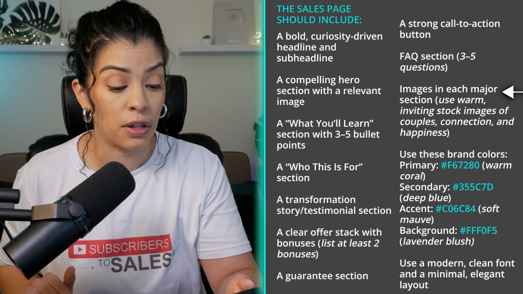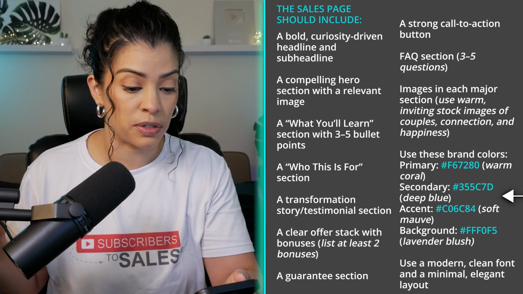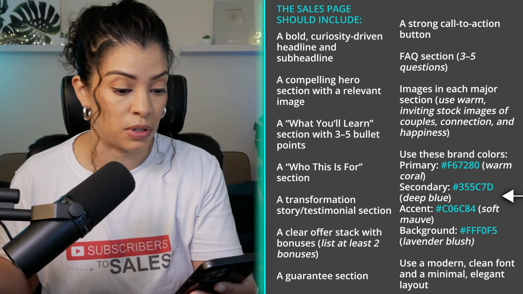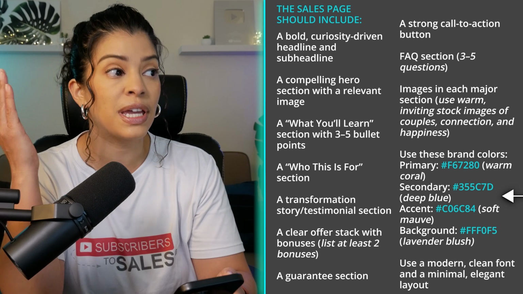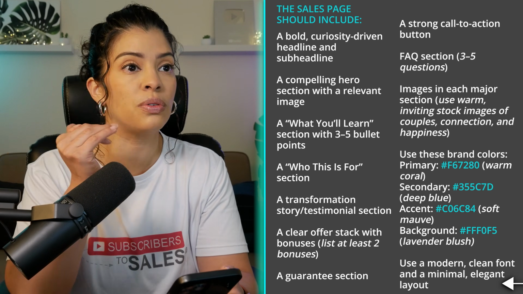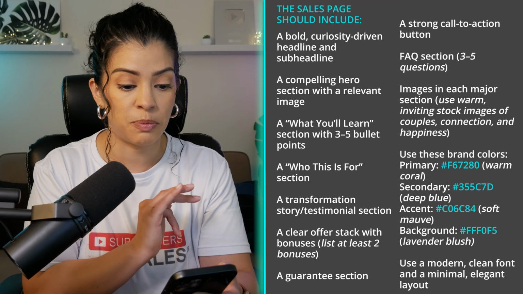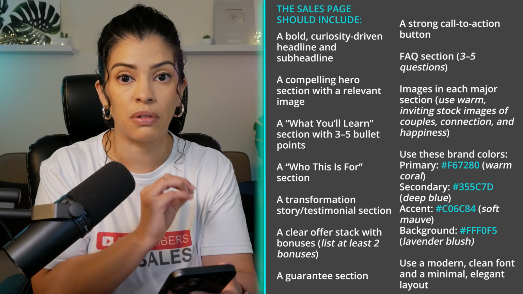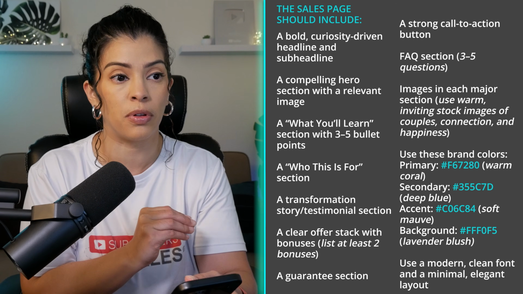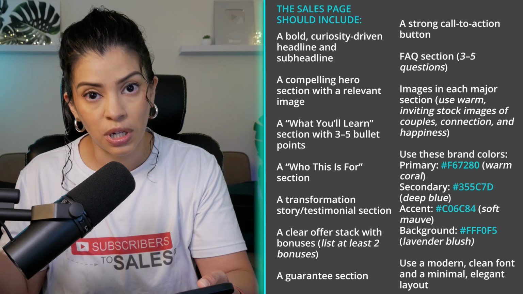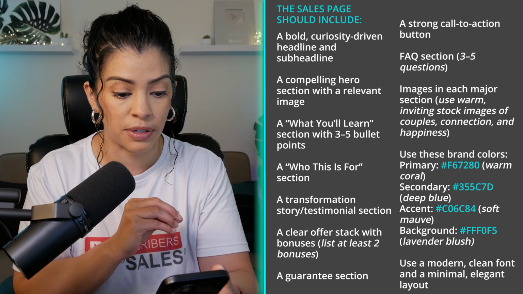And I even gave it colors. I said, use these brand colors. So primary color, and I gave it a hex code, F67280, which is warm coral. So I gave it everything. And you can just go to any chat and just be like, create me a prompt for this AI funnel builder to build me a highly profitable sales page in your niche, and tell it about your offer, etc.